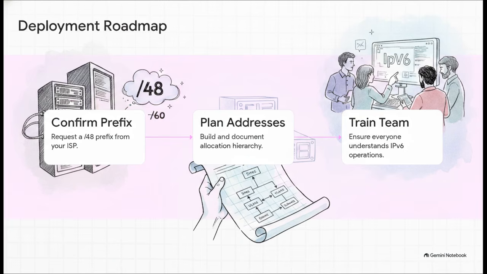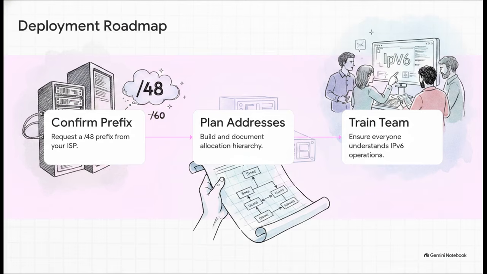Okay, here is your exact roadmap for deployment. Step 1. Confirm your ISP prefix delegation. And listen closely to this part. Request a /48 prefix for your organization. Do not let them talk you into a smaller /60. You will absolutely regret the lack of subnetting flexibility later on.